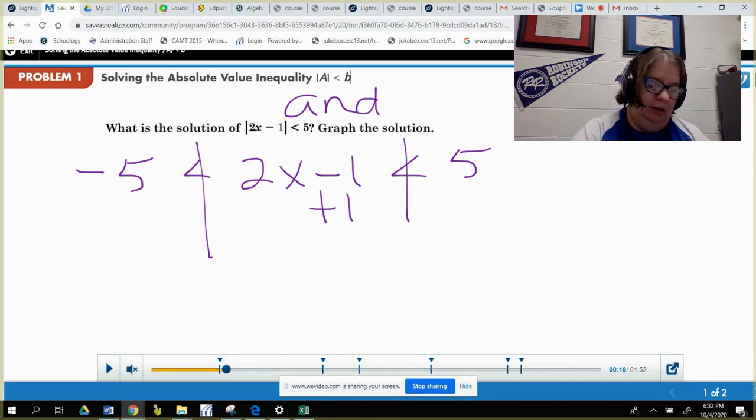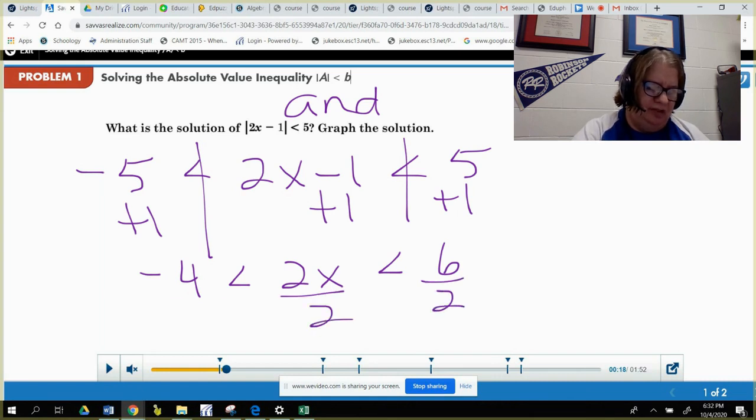And I added 1. And I divided by 2. This is the one we did previously. We just didn't graph it, so I wanted to go back. So then I have -2 less than x less than 3.